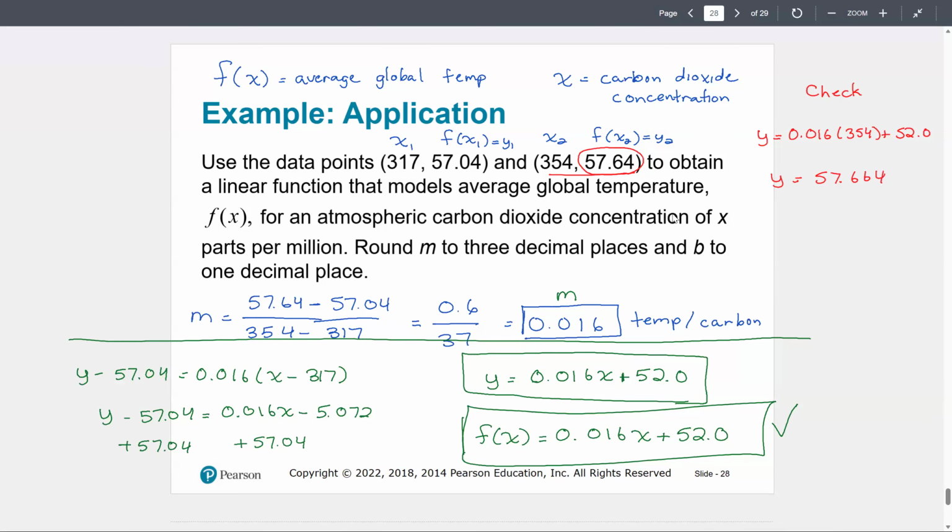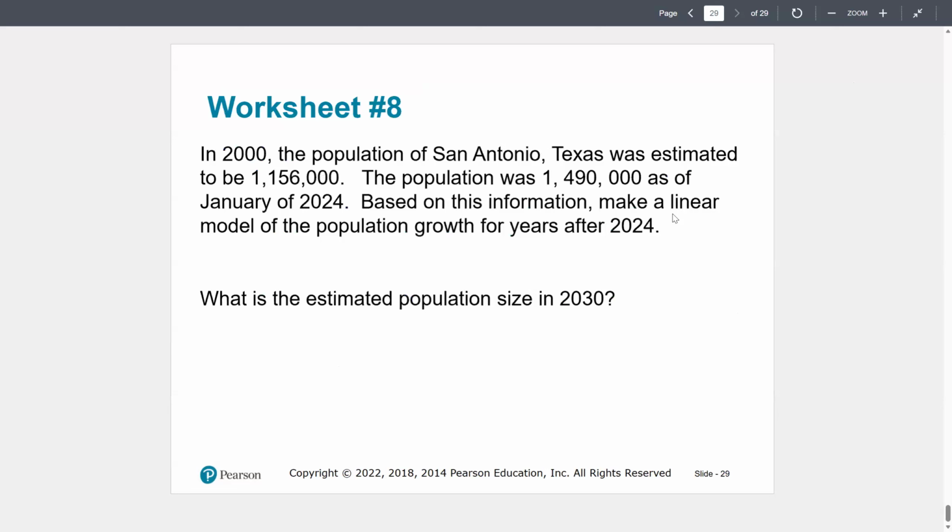All right, so I'm going to ask a little extra here, but in 2000, the population of San Antonio, Texas was estimated to be 1,156,000 people. I did do some rounding here. And the population was 1,490,000 as of January of 2024. Based on this information, make a linear model of the population growth for years after 2024. So that is going to tell you where your initial growth is going to be, what we think it is.